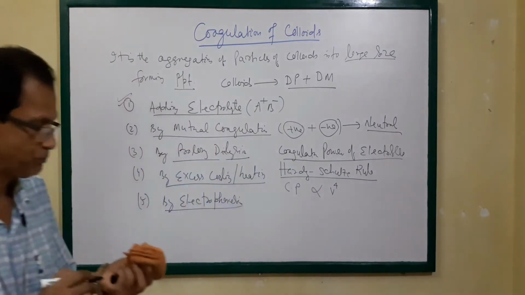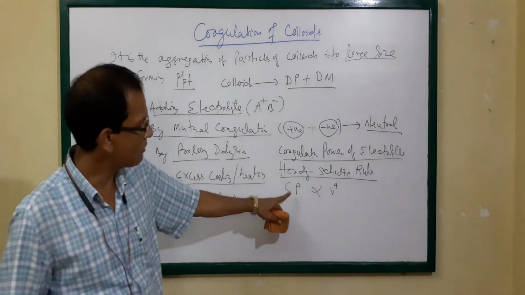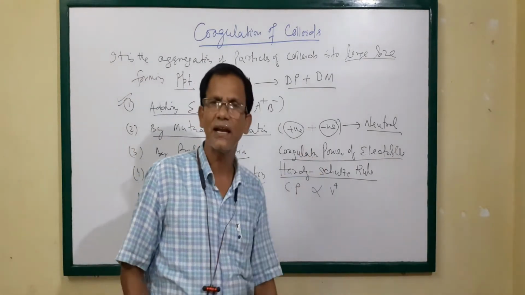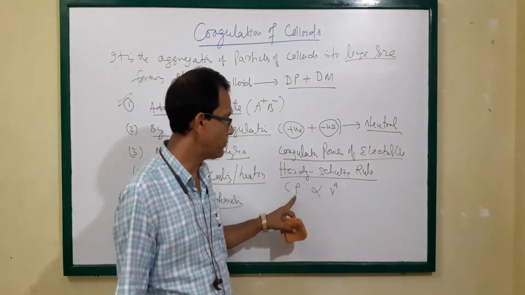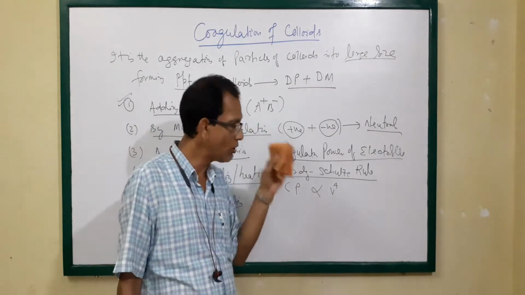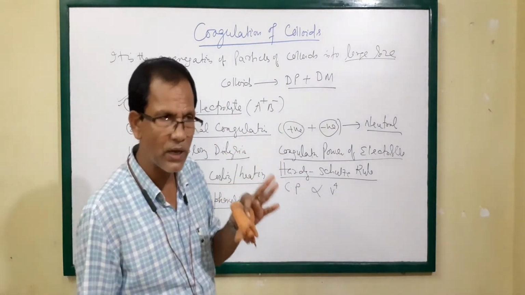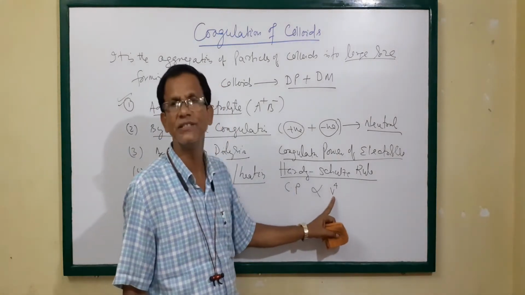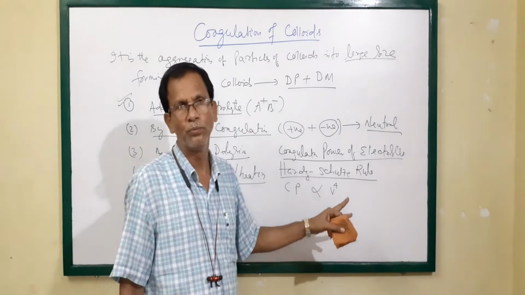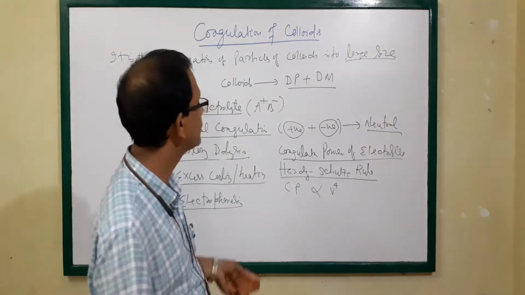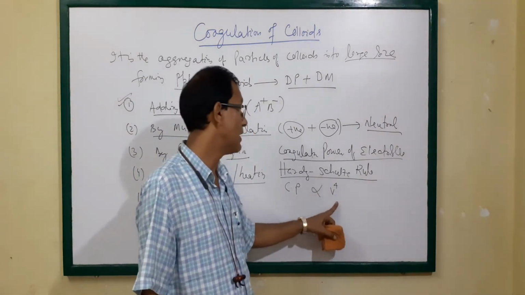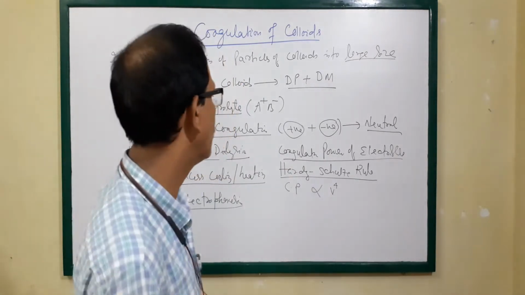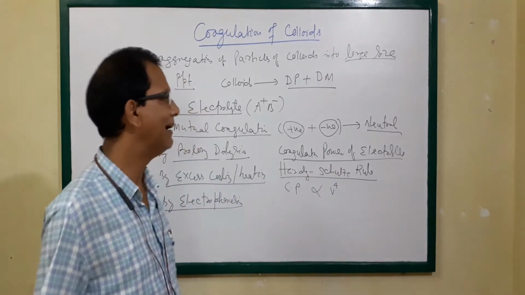What does this indicate? Coagulation power of electrolytes: electrolytes mean cations and anions. The coagulation power of a particular cation or anion depends upon the valency of the ions: +1, +2, +3 or +4, like this. If the valency of the ion is more, then the coagulation power will be more. That was studied by Hardy and Schulze.